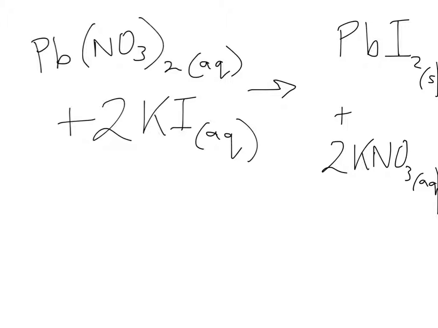Now, one way to make sure that is the case and it has been fully removed is to wash this lead iodide with distilled water. That will remove any of these potassium nitrate ions and leave us with only lead iodide. We can then stick the filter paper with the lead iodide into an oven to dry.